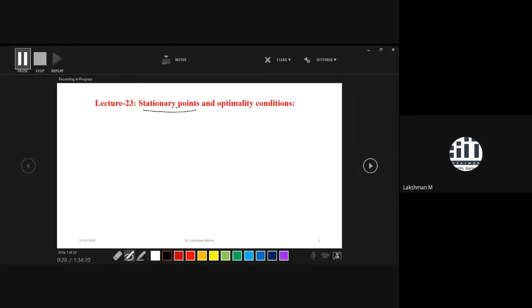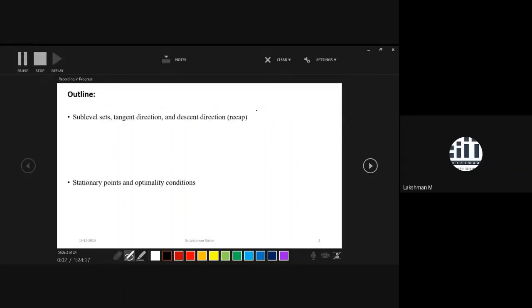So today's lecture is all about a specific point and the corresponding optimal condition. How these two concepts would be related, we will discuss in detail. So, recap of descent direction.